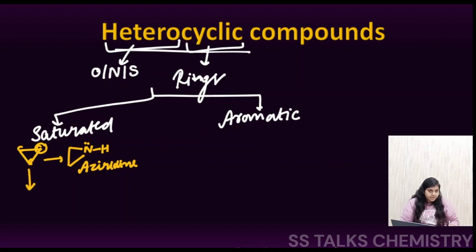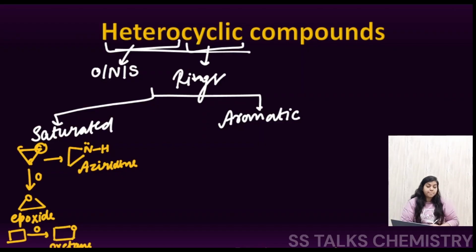Next, if I replace this carbon with an oxygen atom, we get a ring which looks like this, and this ring is called the epoxide ring. Similarly, like the three-membered ring, we have four-membered rings also, and if one of the carbon atoms is replaced with oxygen, that ring is called the oxetane ring.